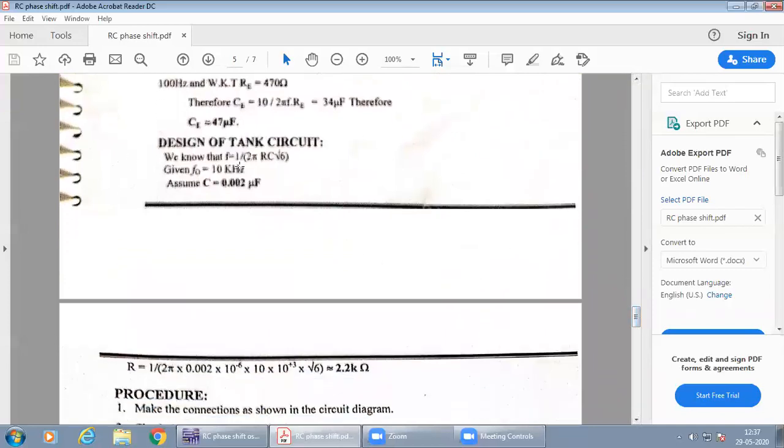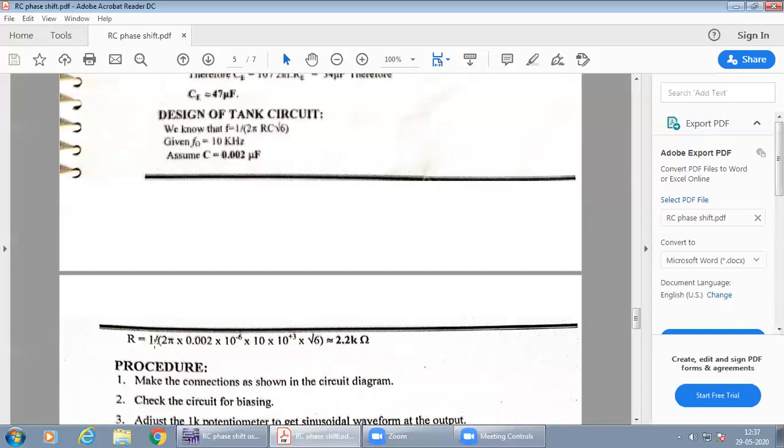As we have seen already, the frequency of oscillation is given by the relation 1 by 2 pi RC into root 6. Given the frequency of oscillation is equal to 10 kilohertz, let's assume C is equal to 0.002 microfarad. If we substitute the values of F and C in the equation, we get R to be approximately equal to 2.2 kilo ohm. So let's see how this circuit can be constructed in Multisim and how to observe the readings.